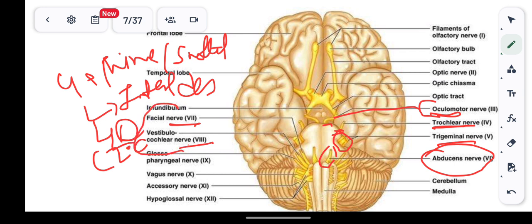So we can see sixth, seventh and eighth nerves are in relation with the pons. We can see here again, sixth nerve at the pontomedullary junction, seventh nerve also and eighth nerve also are at the pontomedullary junction.